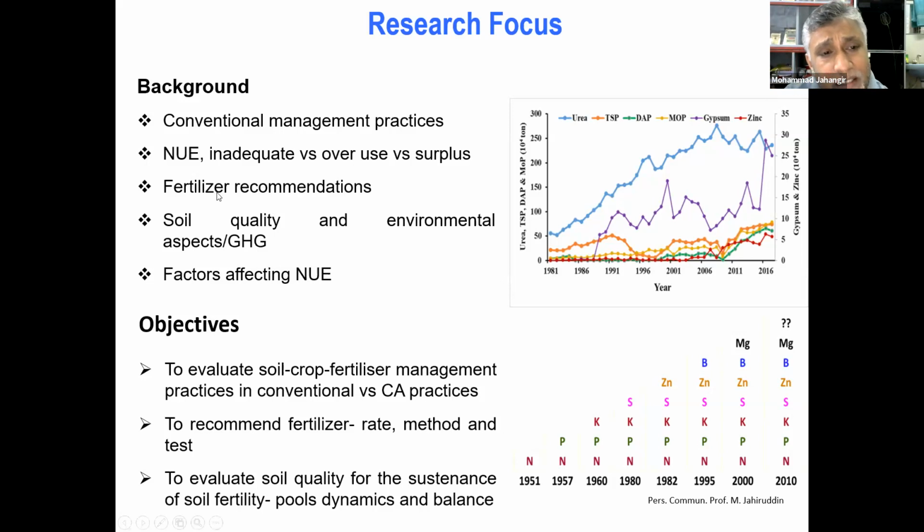Therefore, the question arises: what should the fertilizer recommendation be? How can we recommend fertilizer that will match the amount the crop needs, reduce nutrient loss to the environment, and also maintain crop production? This is a big challenge for our agroecosystem. And we have to concentrate on soil quality and environmental aspects, especially greenhouse gas emissions.